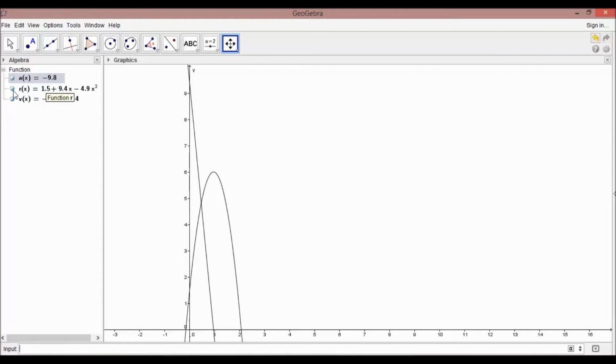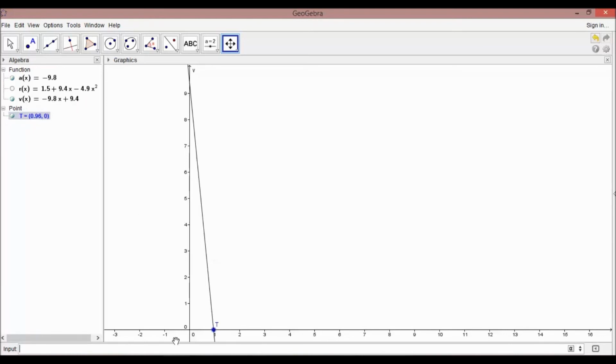Now let's hide the position function for a moment and focus on the velocity function. Notice that the velocity function, which is a function of velocity versus time, is a linear function. And let's look at the point where the velocity function crosses the time axis. And recall that this occurs at the time 9.4 divided by 9.8, which we determined by setting the velocity function equal to 0 and solving for the time.